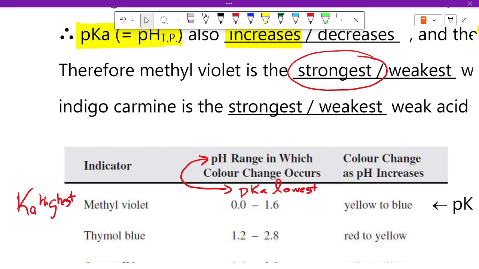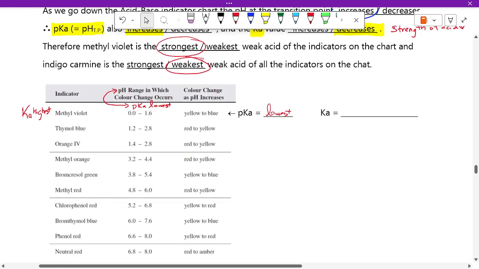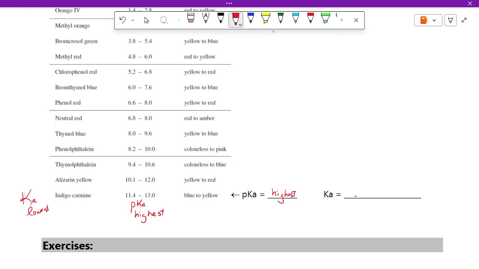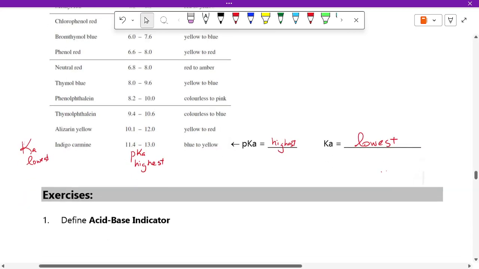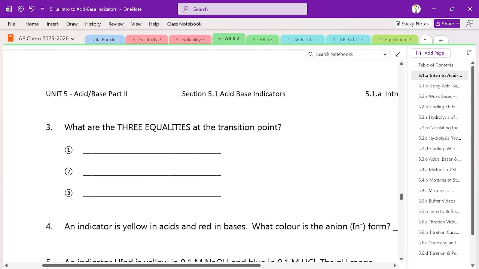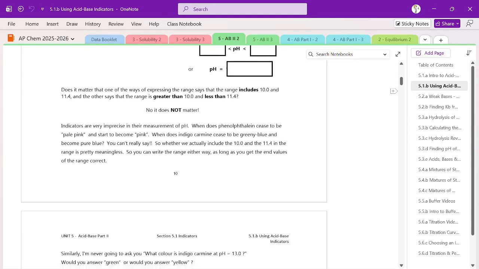All right. And then indigo carmine is the weakest because it's down at the bottom of the weak acids. pKa is the highest, Ka is the lowest. All right. We'll leave you to do some of those on your own. Let's see. 5.1b is on page 10.